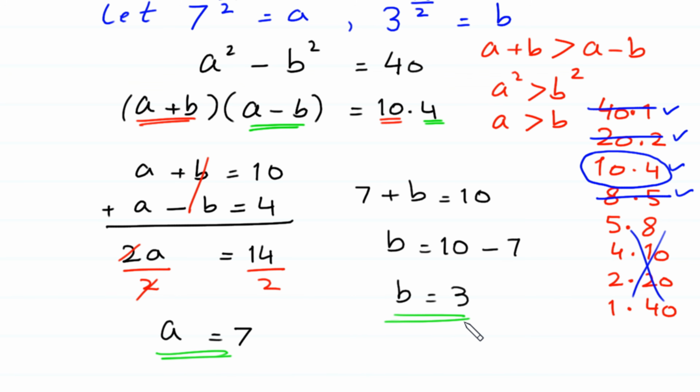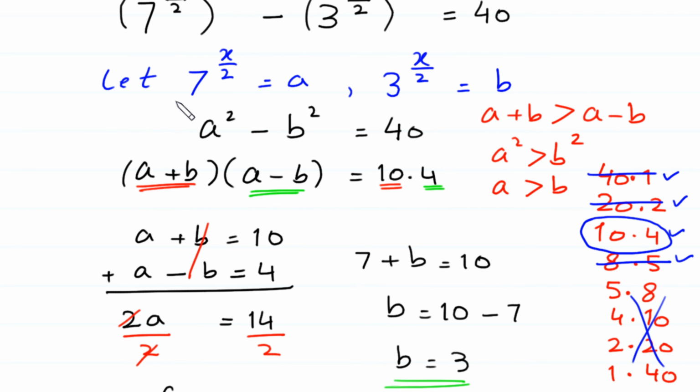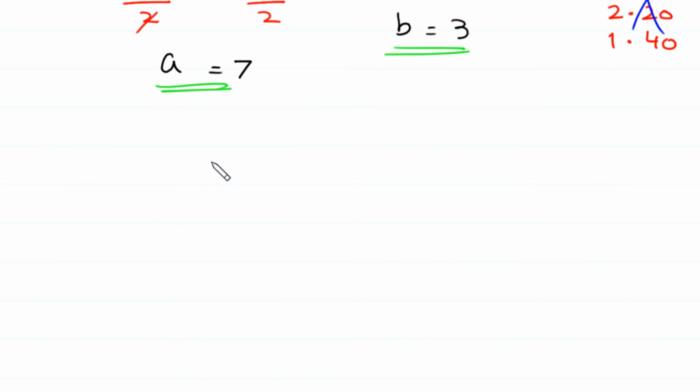Now recall that we have supposed that 7 to the power x over 2 is equal to a and 3 to the power x over 2 is equal to b.